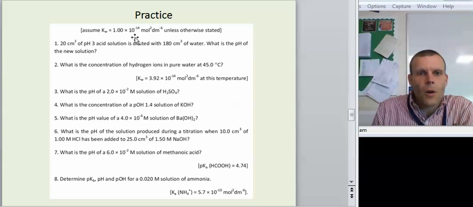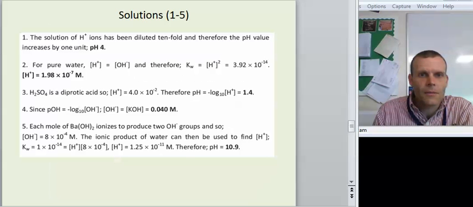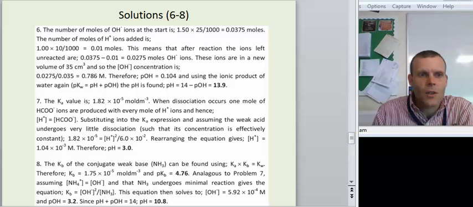Now, on this slide, you will see 8 questions, and I would strongly recommend you pausing this and having a go at those 8 on a scrap of paper, and then you can move on, and after that, you'll get the solutions. Okay, so have a go at these, and then the worked solutions are just underneath.